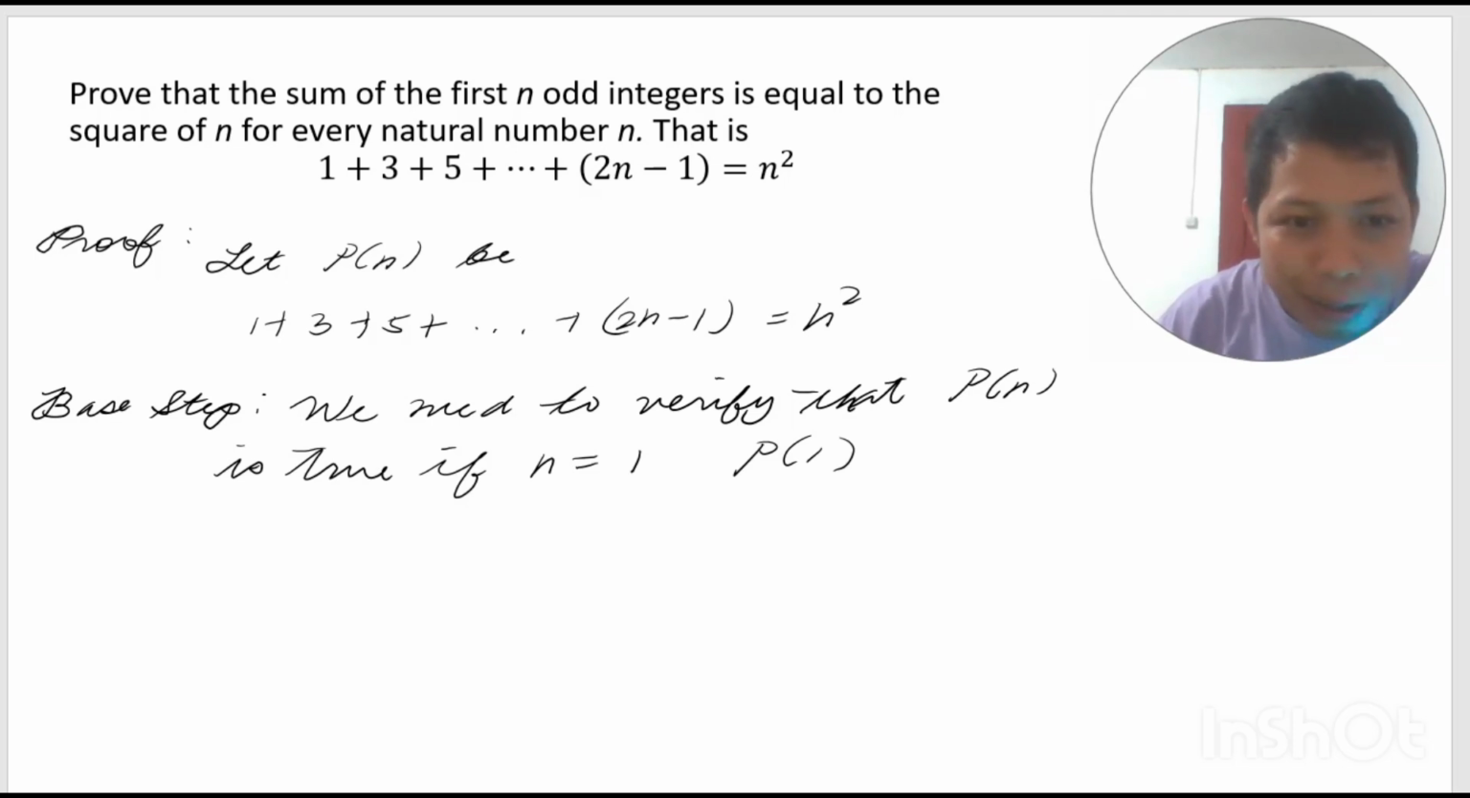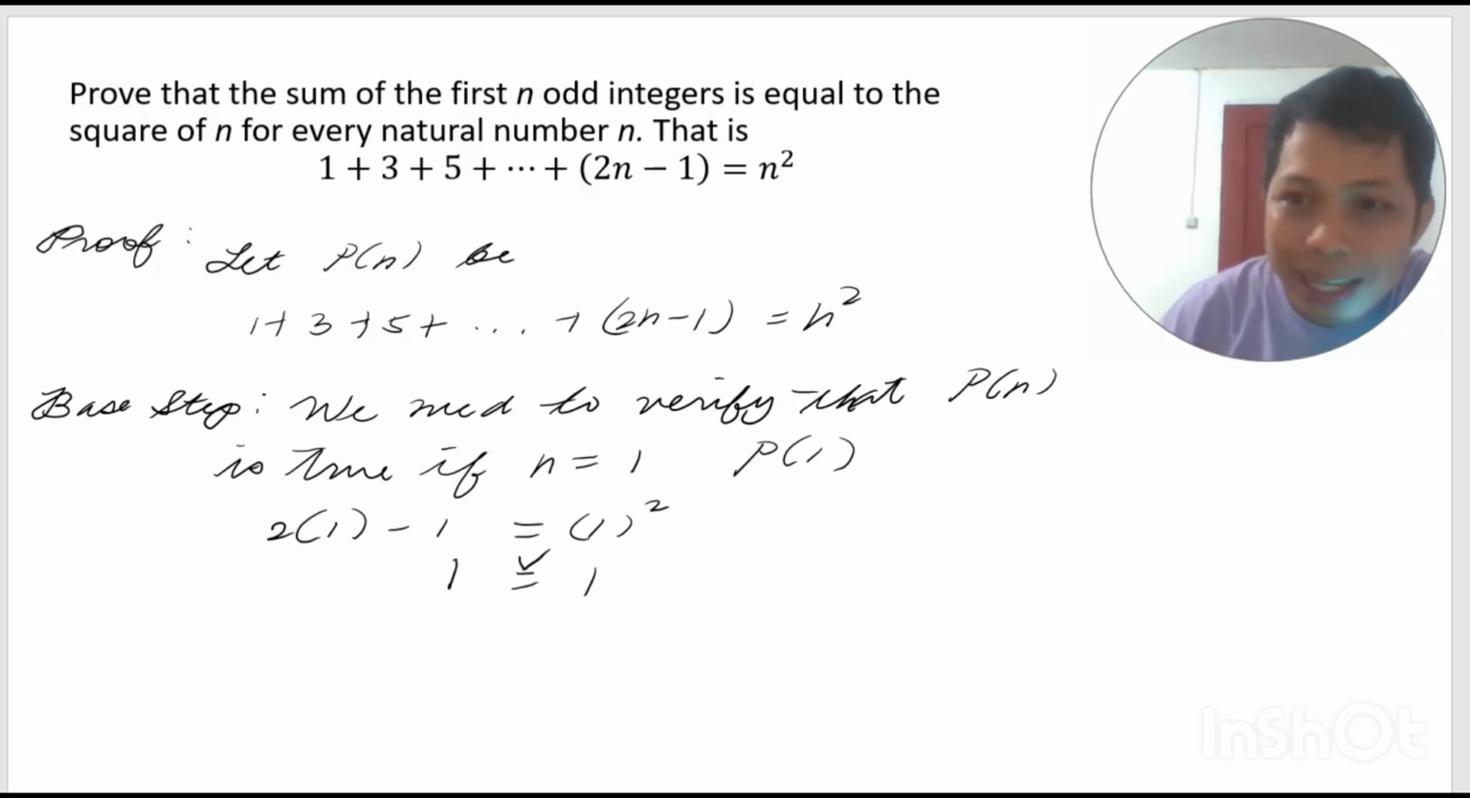If n is equal to 1, the left side of the equation is 2 times 1 minus 1, and the right side of the equation is 1 squared. So this will give us 2 minus 1, that is 1, and 1 squared is 1. So the base case or the base step holds. Let us now proceed to the inductive step.